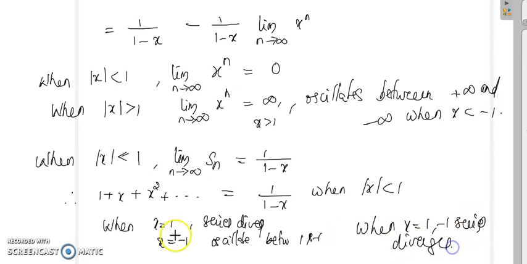So therefore we'll have 1 plus x plus x square plus etc. equal to 1 by 1 minus x.